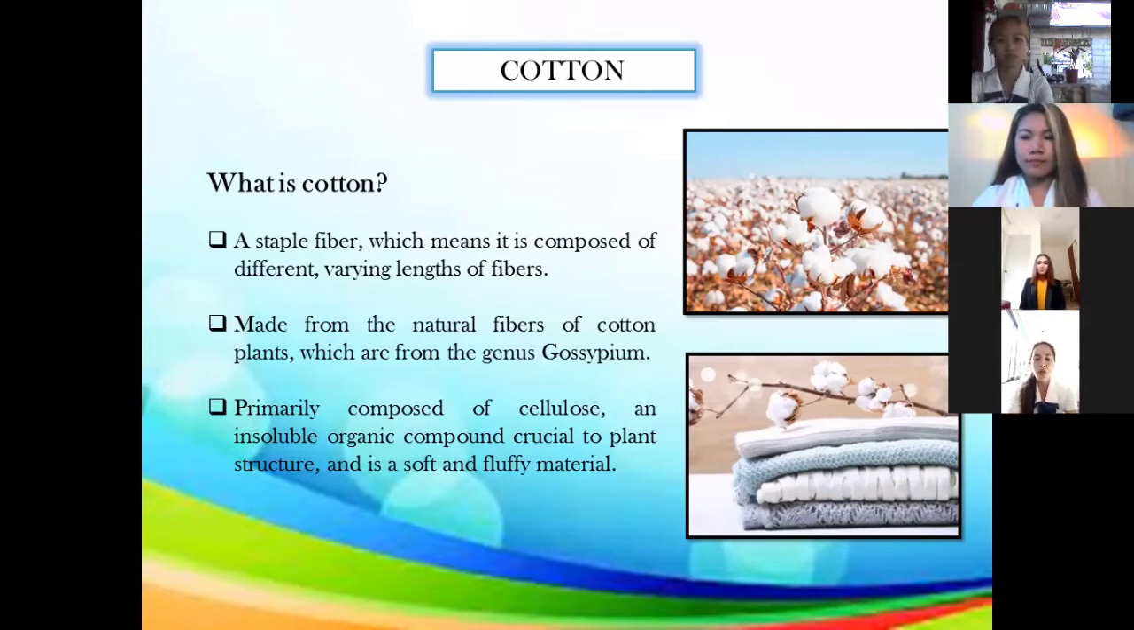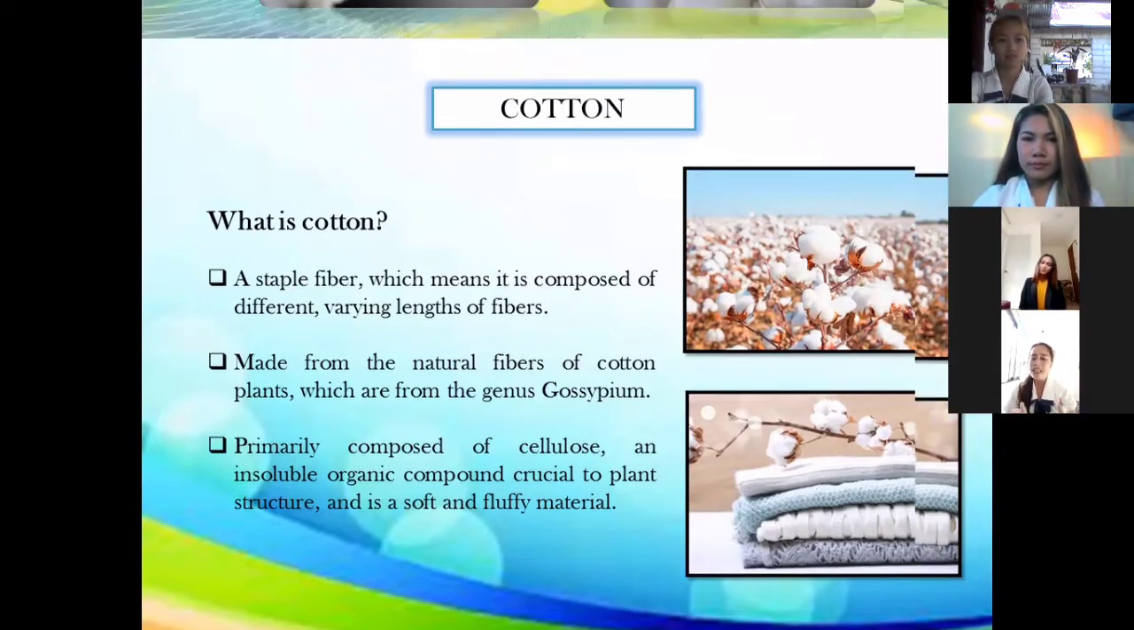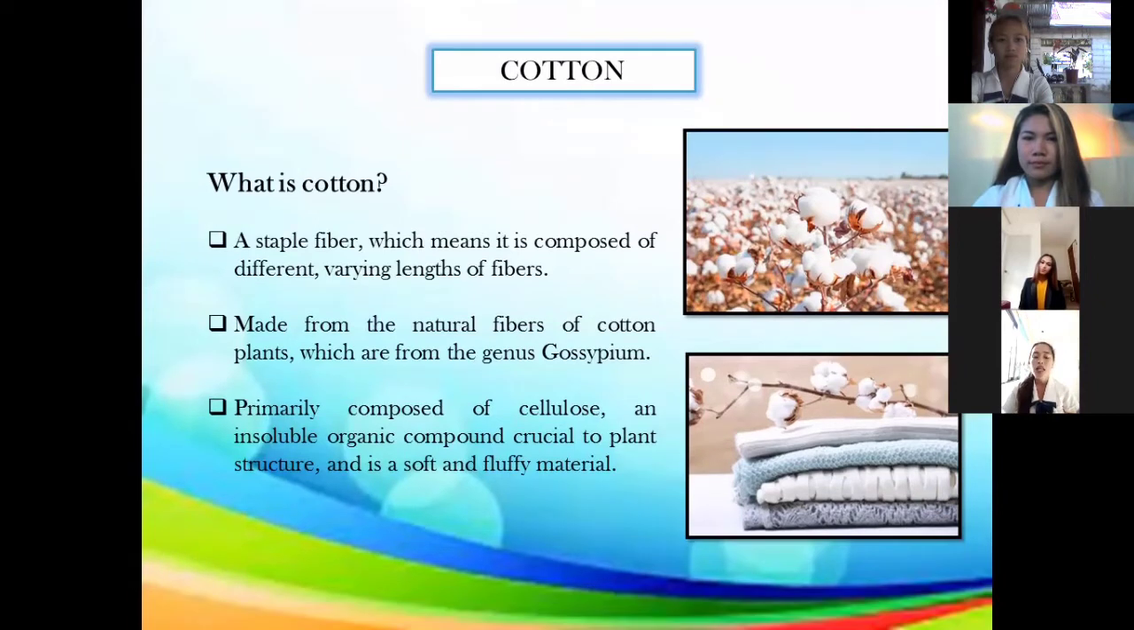Now let's go to the first example of a natural fiber, which is cotton. So what is cotton? Cotton is a staple fiber, which means that it is composed of varying lengths of fibers. Cotton is made from the natural fibers of cotton plants, which are from the genus Gossypium. Cotton is primarily composed of cellulose, an insoluble organic compound crucial to plant structure, and is a soft and fluffy material.